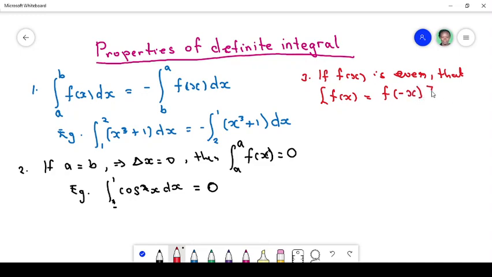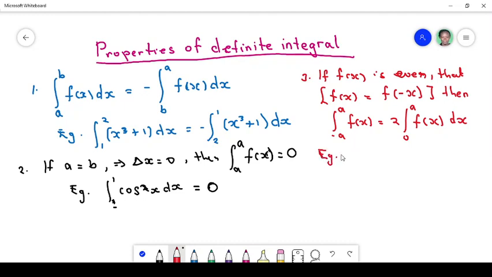Let's take an example here. Let's say we are finding the integral from negative 2 to 2 of x to the power 5 dx. This is going to be equal to what? From what? 0 to 2 of x to the power 5 dx. So this is the third property we are looking at. Then the fourth property is what? If it's odd.